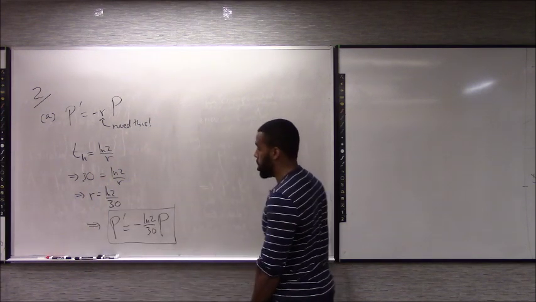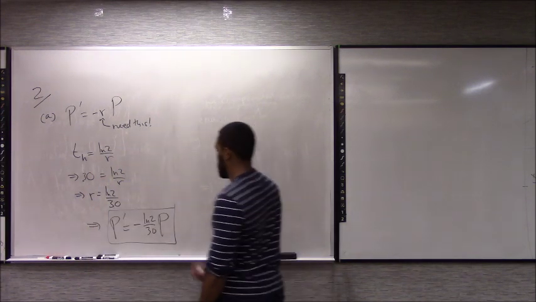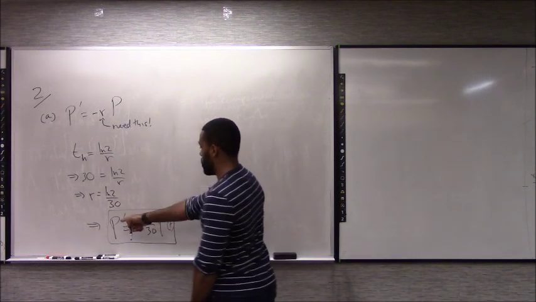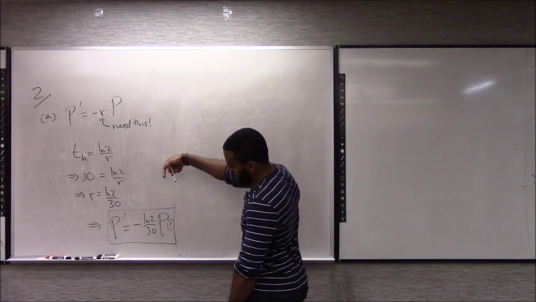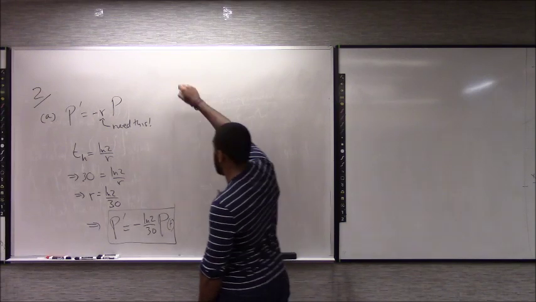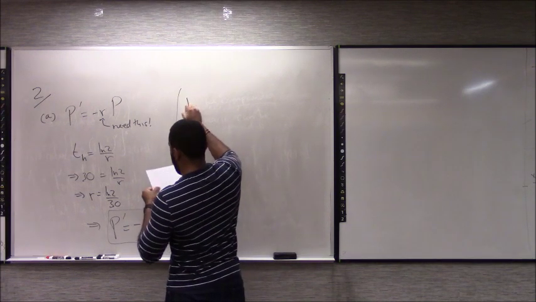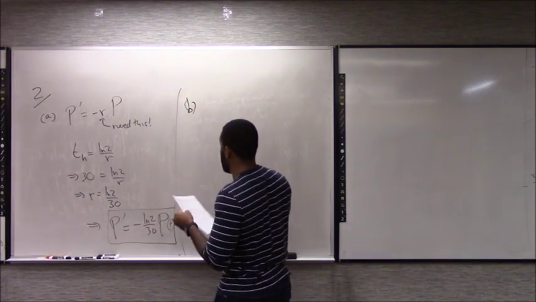It's not times P naught, it's times P. So it is a variable here. So the derivative function is equal to minus ln 2 over 30 times the original function, the function without derivatives. B, find a formula for P of T.